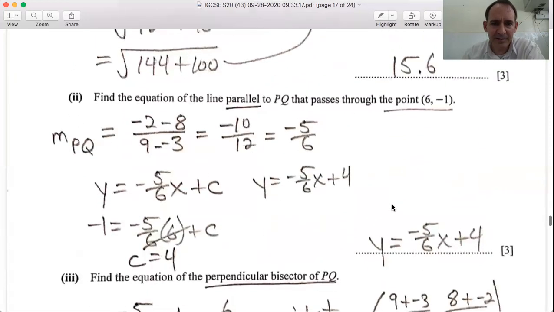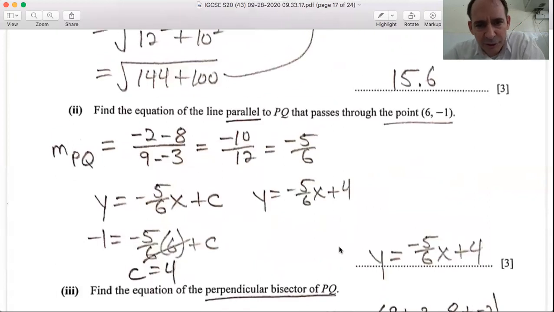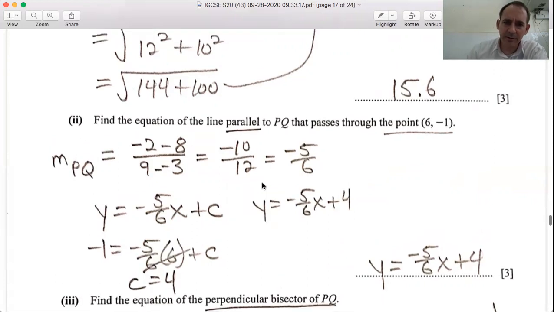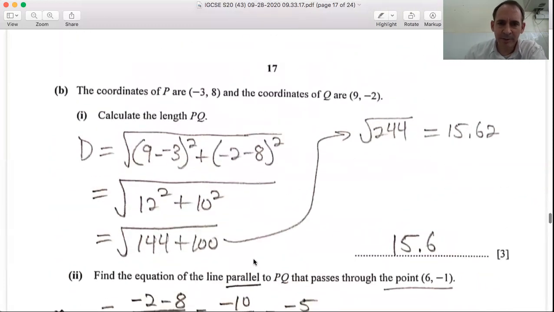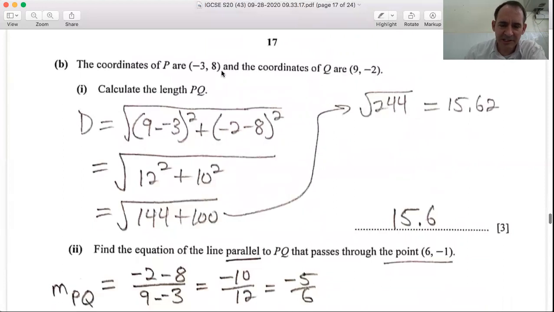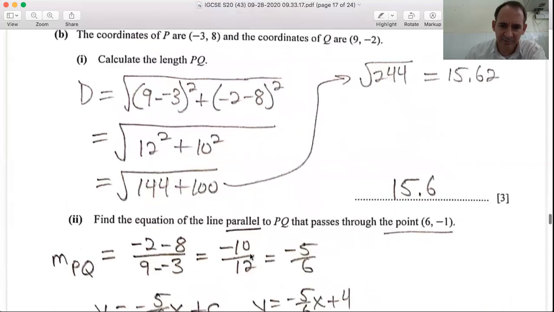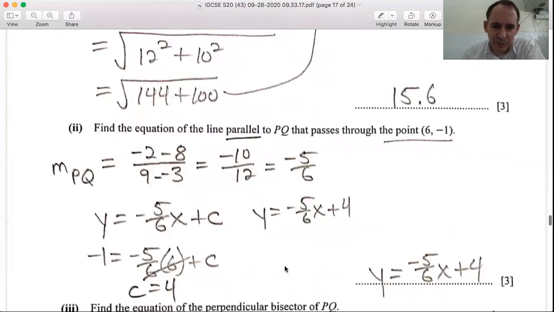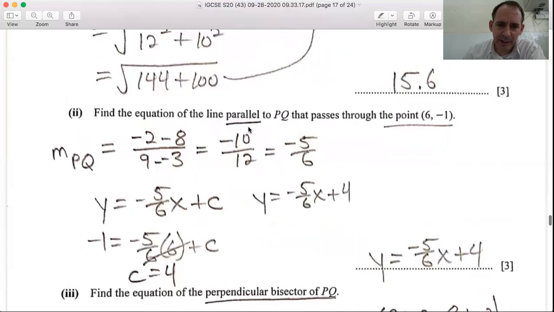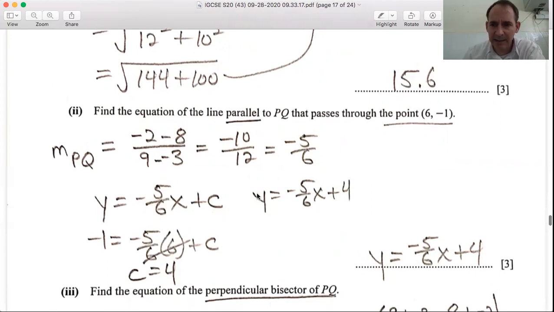For part II, find the equation of the line parallel to PQ that passes through the point 6, -1. Well, we need to find slope. So we take -2 minus 8, that's our -10 on top, our change in y, over change in x, which is our 9 minus -3 or 12 on the bottom. That reduces to -5/6. This is parallel, meaning the slope is the same, but the y-intercept is going to be different. We need a point that is on the line, which is 6, -1.